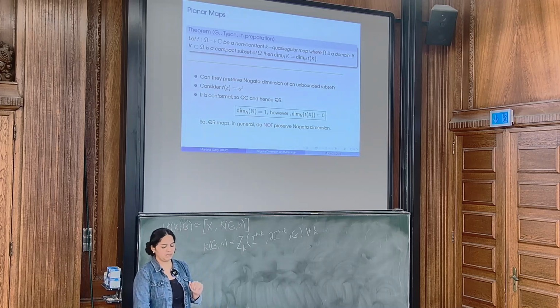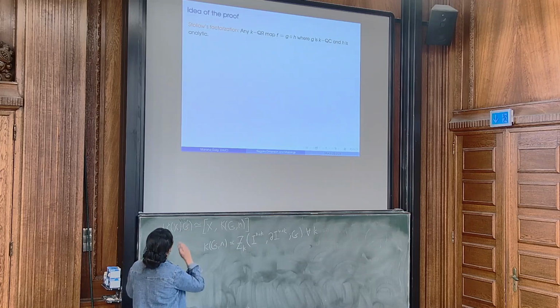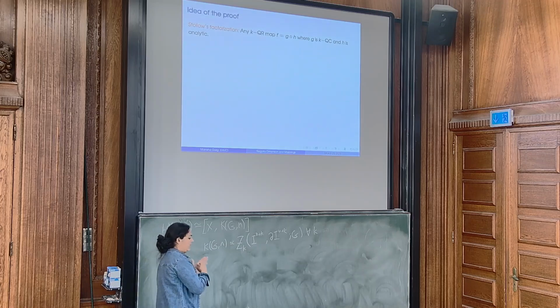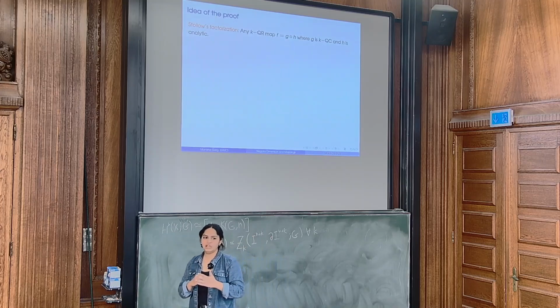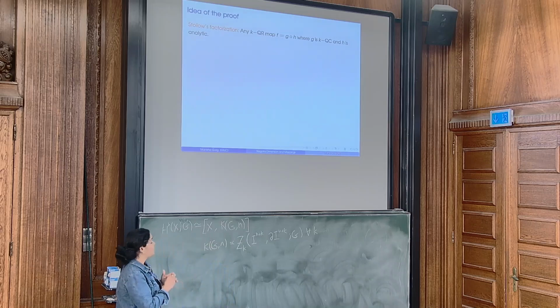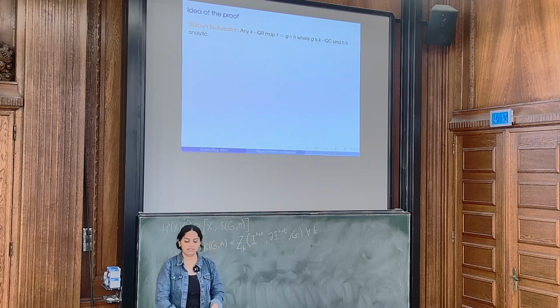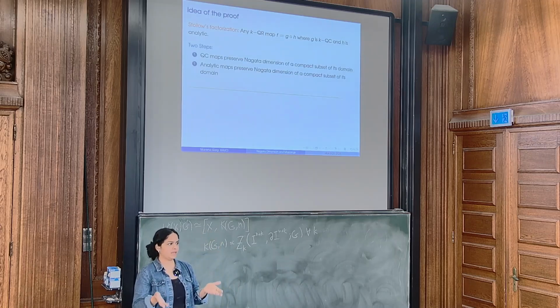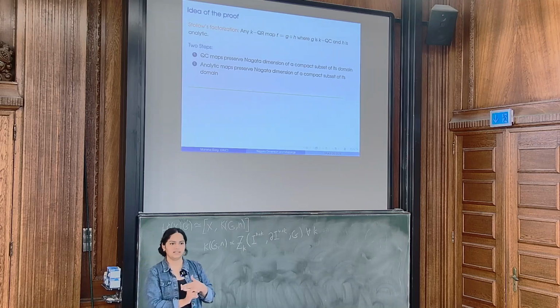as well. And the key ingredient of the proof lies in this Stoilow factorization. In the planar case, we can write any quasi-regular map as a composition of a quasi-conformal map and an analytic map. So really what we want to prove is 2 things. One, that quasi-conformal maps preserve Nagata dimension of a compact subset. And second, that analytic maps also preserve Nagata dimension of a compact subset.